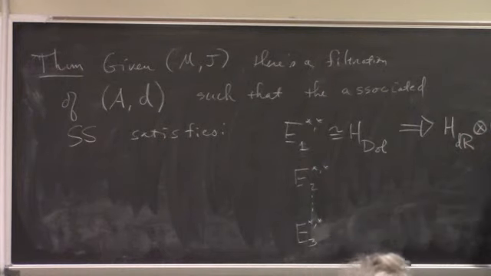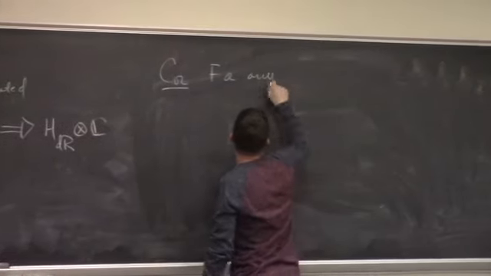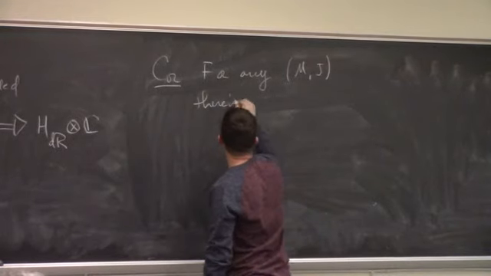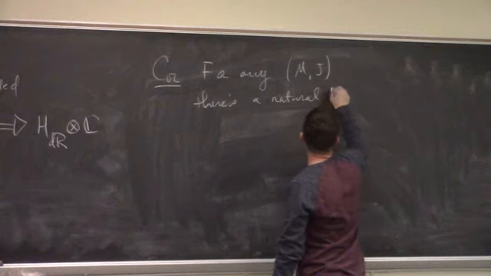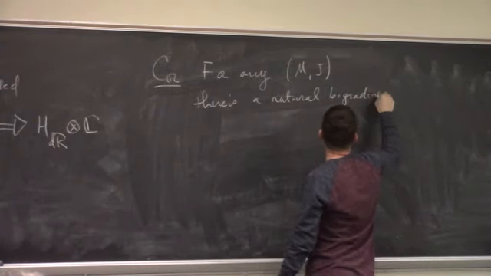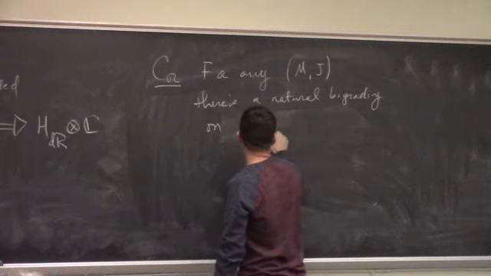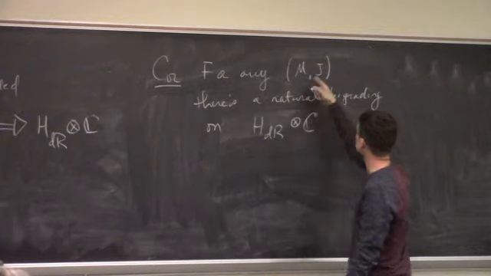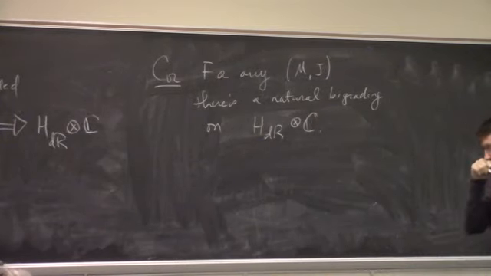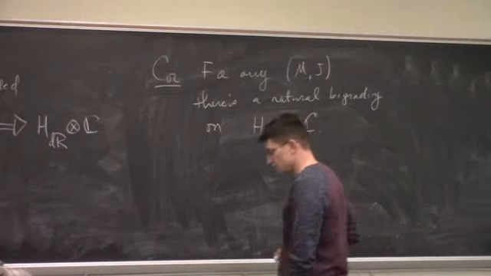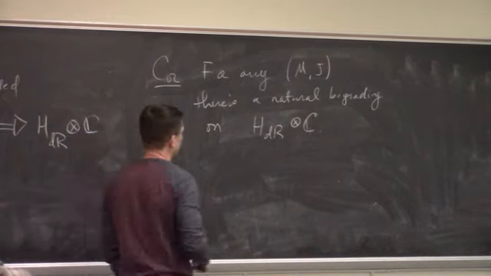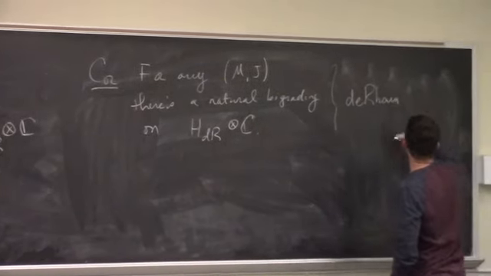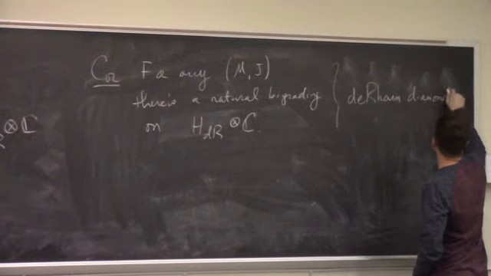So a corollary that comes out of that is that for any M, J, there's a natural bigrading on the de Rham cohomology. And natural means it respects maps of these structures. I call these de Rham diamonds. And that should be really funny now, since you've already noticed that I don't write things as a diamond.